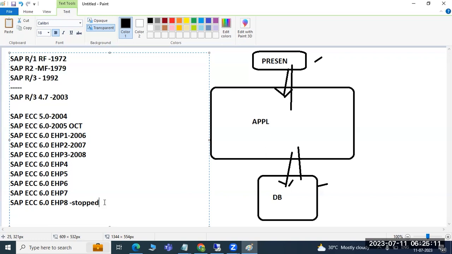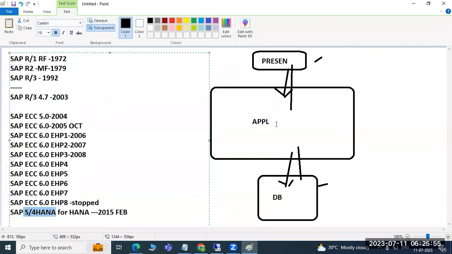Then after that they did not stop. Again they changed their version, with a new user experience, and changed their product to S4 HANA, Business Suite for HANA databases. They released this in February 2015. Customers are still using EHP8, but new customers are directly using S4 HANA.